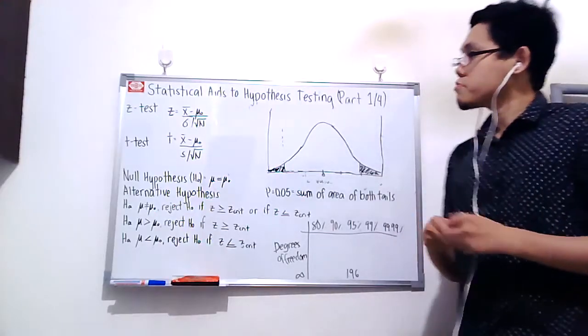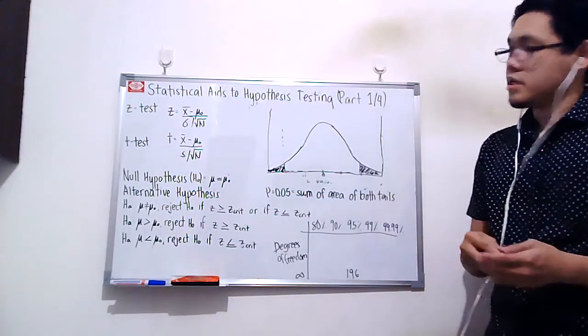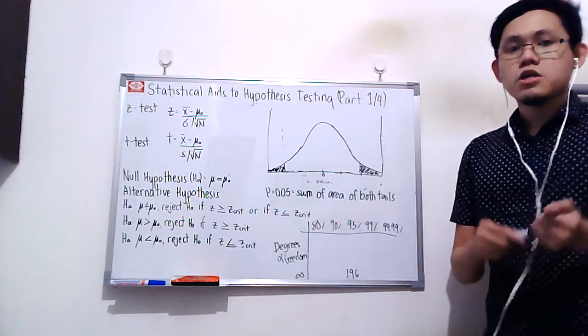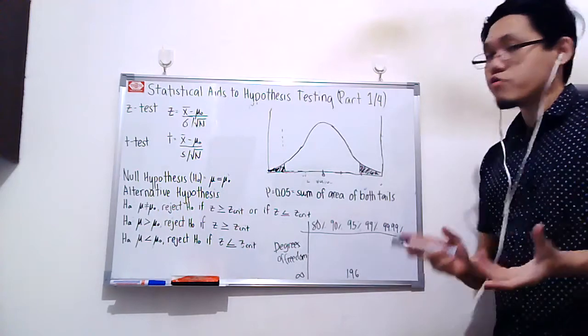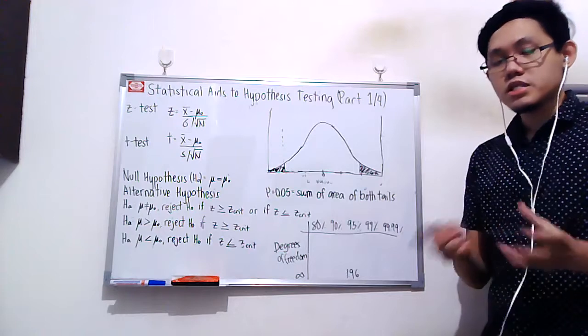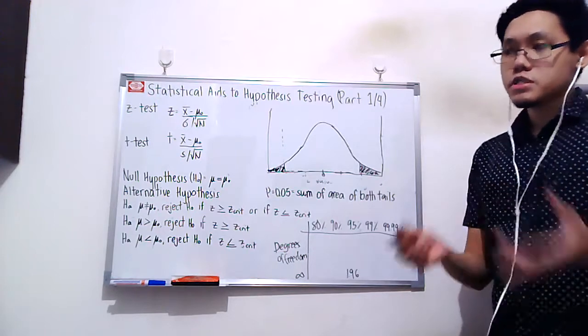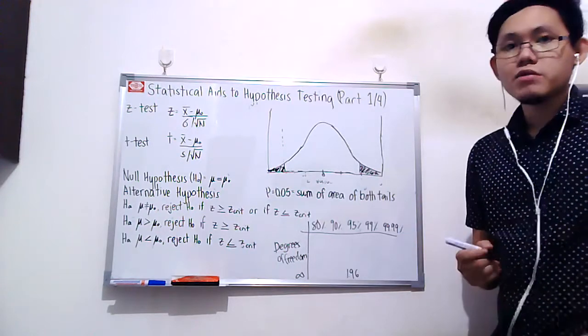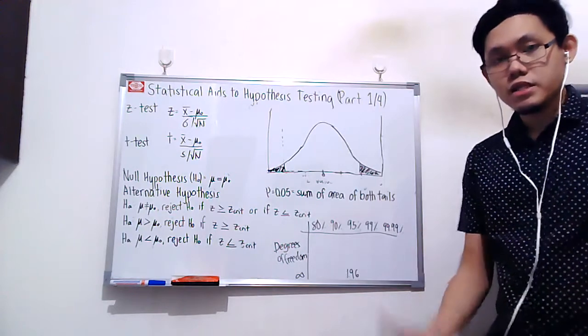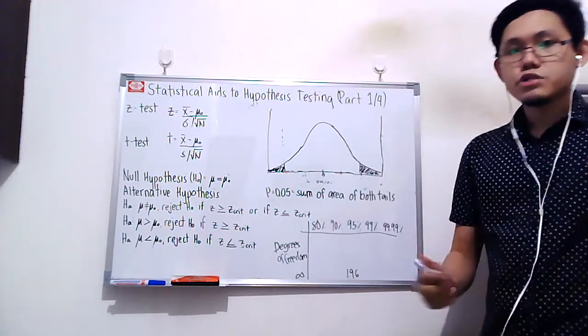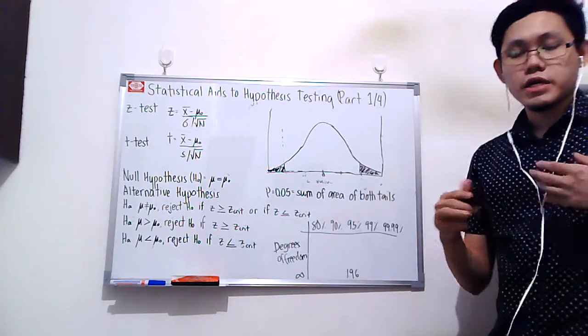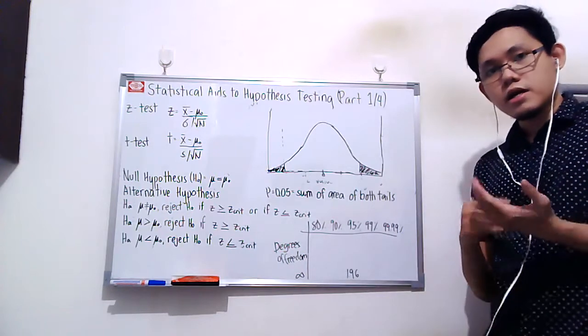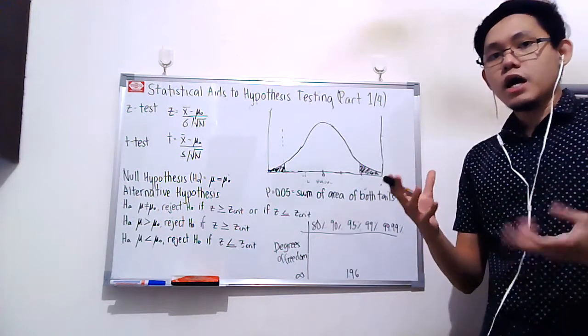Okay, so welcome to this lecture about statistical aids to hypothesis testing. This is one out of four lectures about this topic. The first topic will tackle the introduction to the Z and the T test. And then the other lectures will focus on examples of T test and F test as well as Q test.